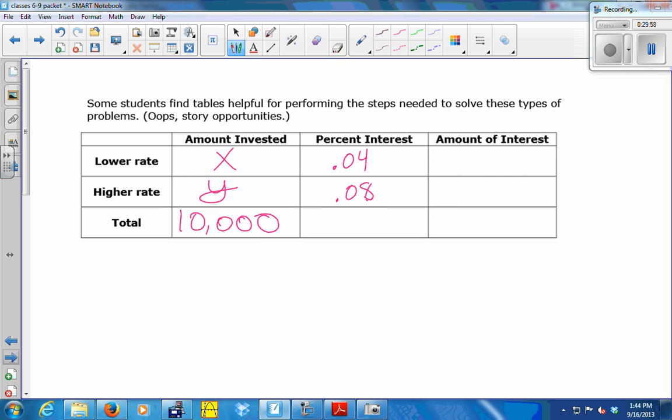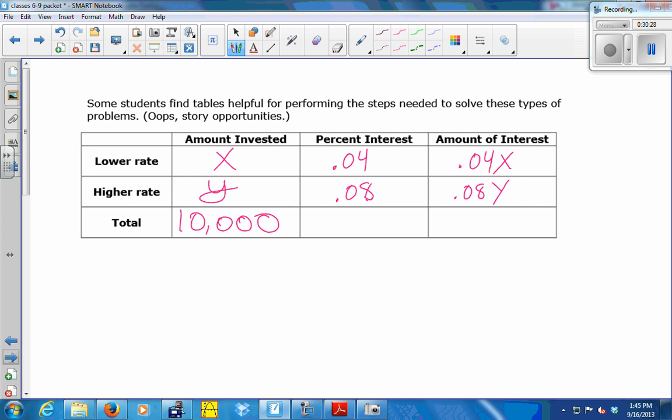0.04, yeah. You just multiply how much you invested times the percentage, and that tells you how much money you made. Right, so if I invested $100 at 4% interest, you take 4% of 100, that's $4. That would be my interest at the end of the year. So the interest I'm going to make on my higher rate is 0.08 times y. 8% times however much I invest in there.